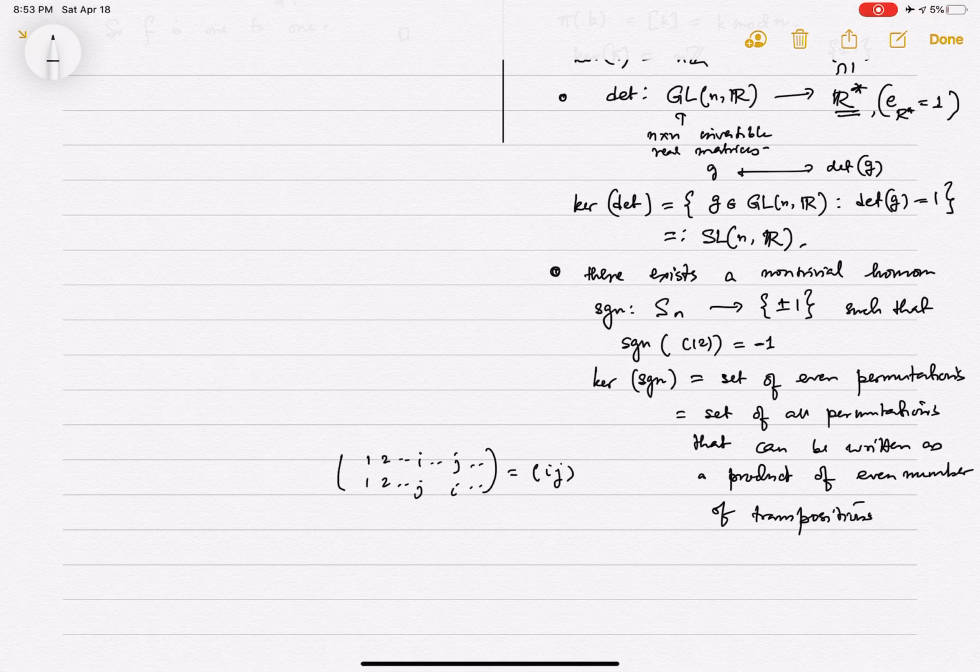Turns out that if you can write a permutation as a product of an even number of flips, then you cannot ever write it as a product of an odd number of flips. And these are rather non-trivial things to prove. What we'll prove is there exists this non-trivial homomorphism, and we'll get this subgroup as the kernel of this homomorphism.